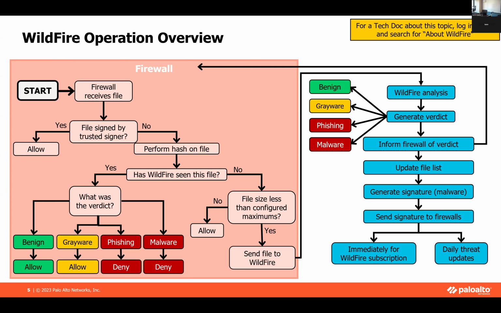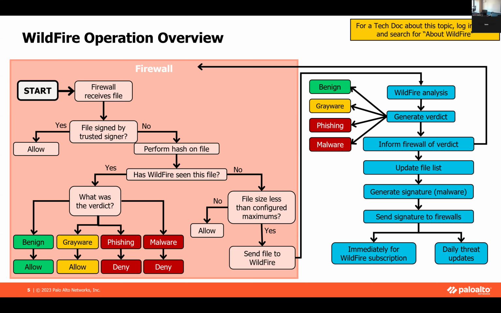So it just does a simple SHA, I believe it's SHA, that goes through there, submits that hash up to Wildfire. If Wildfire has ever seen it, yes or no. If it has, then it's going to determine what the verdict was. Was it benign, grayware, malware, et cetera? And take appropriate action that you see in the lower left.